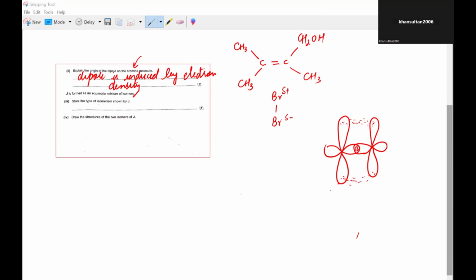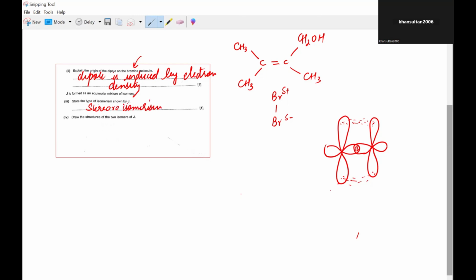Is it cis? No, it's not cis, because cis or trans isomerism needs a double bond in the molecule. Don't you think so? It would be a stereoisomer. Why? Because of this carbon, they are chiral, because they are bonded to different groups. So that is basically chiral, and that is why it is going to have stereoisomerism. Okay?